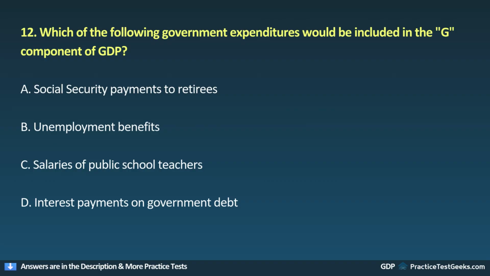12. Which of the following government expenditures would be included in the G component of GDP? A. Social Security payments to retirees. B. Unemployment benefits. C. Salaries of public school teachers. D. Interest payments on government debt.